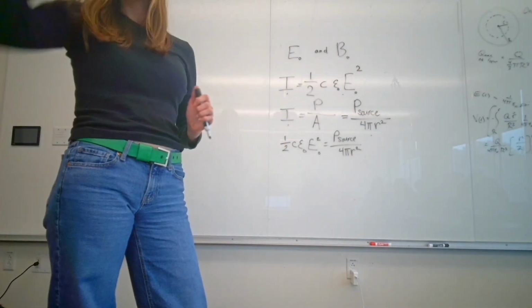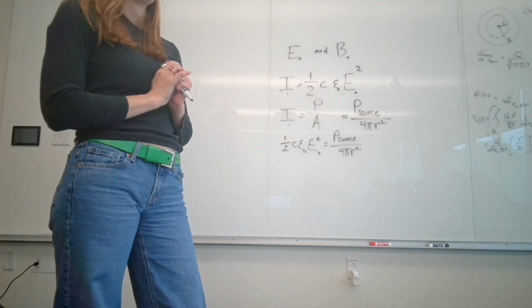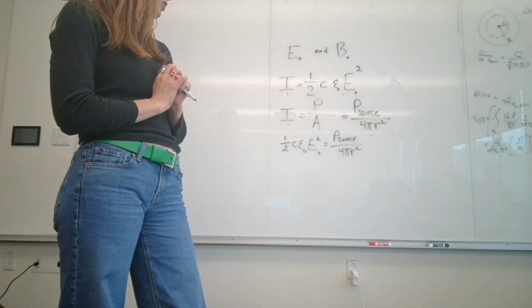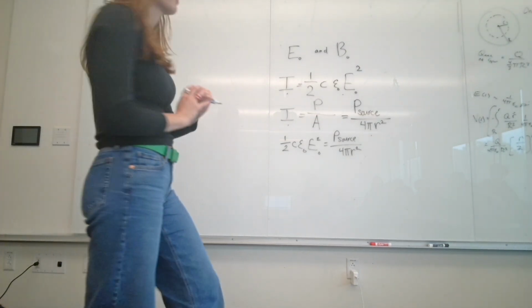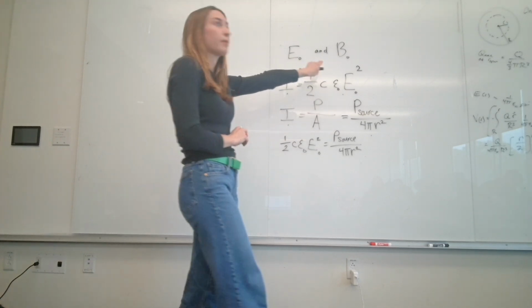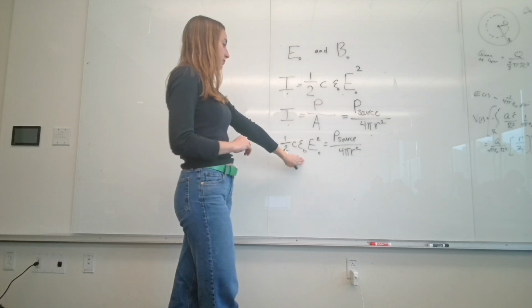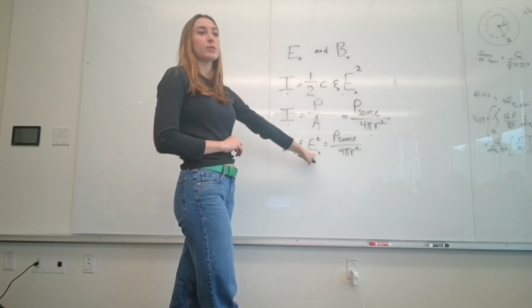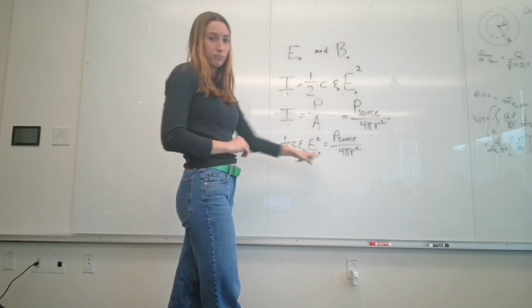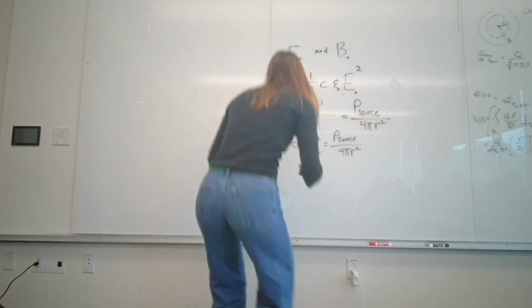Okay, cool up to here. So what did we say we were looking for? Peak amplitudes, E0 and B0. Now I have an equation where I can solve for one of those variables. I can solve for E0. So let's do that in terms of the power of the source.